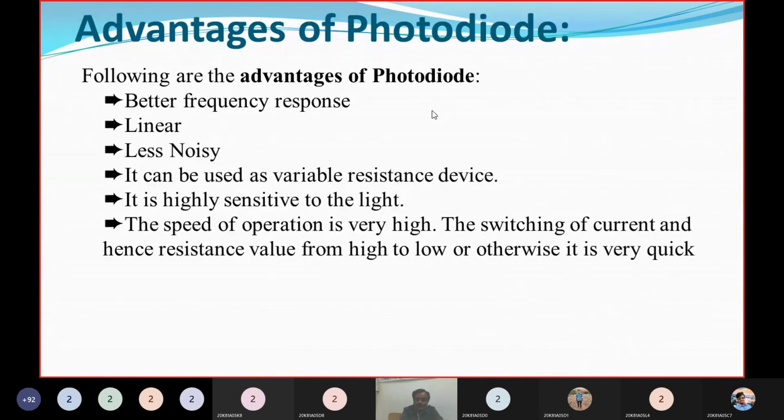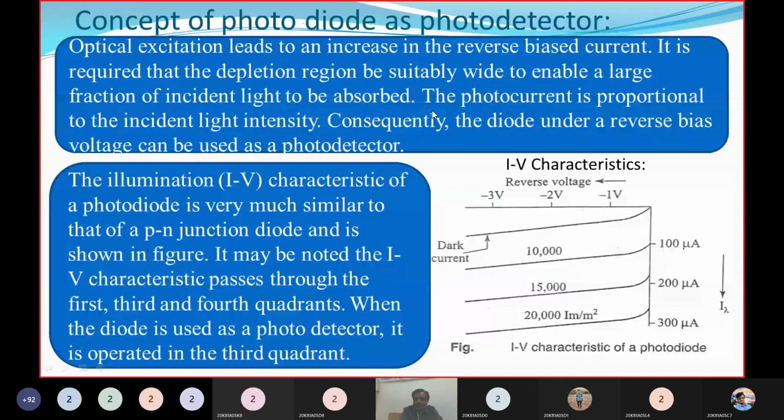Dark current means, without involvement of photons, some current is flowing here. That current we call the dark current. With increasing temperature, the number of minority charge carriers increases. So that's why the current automatically increases with increasing temperature.